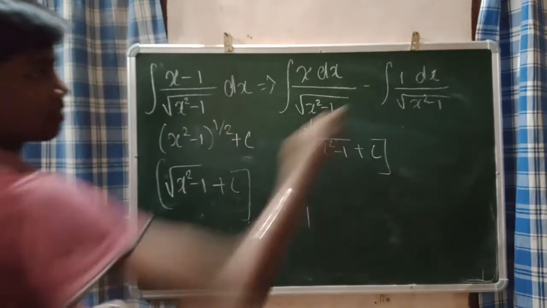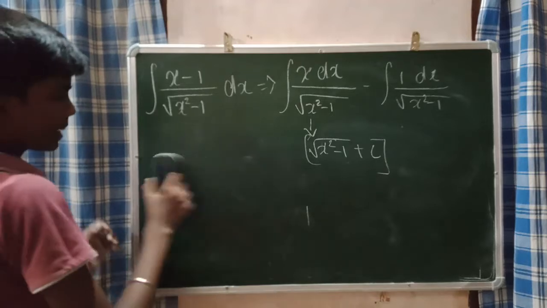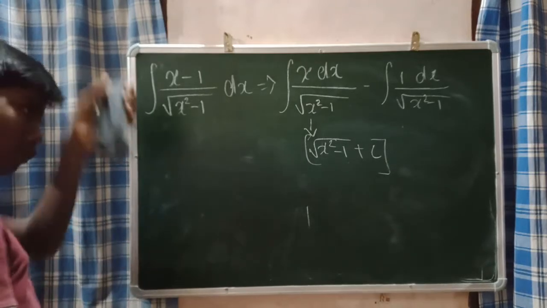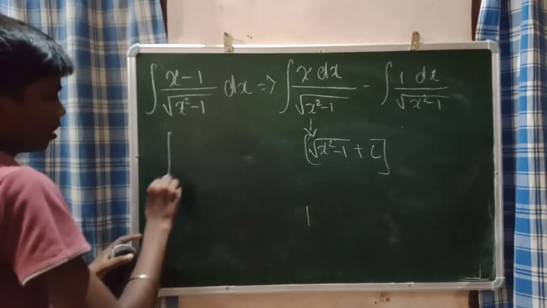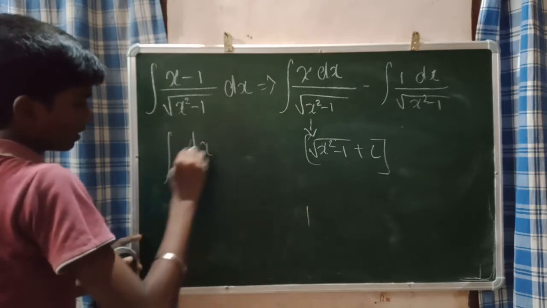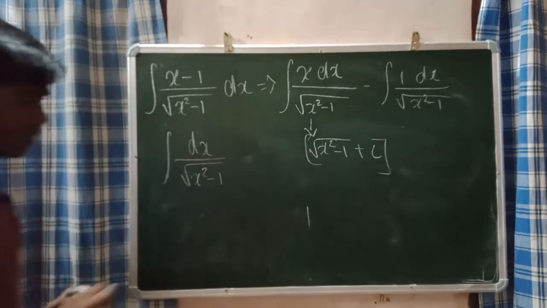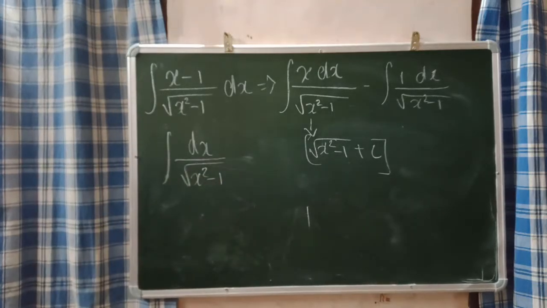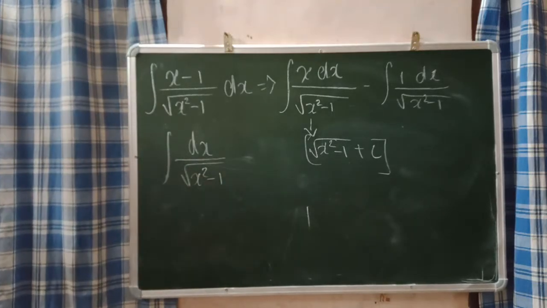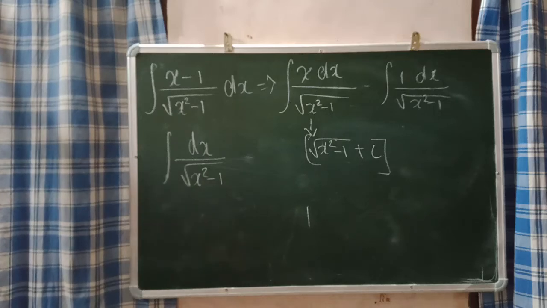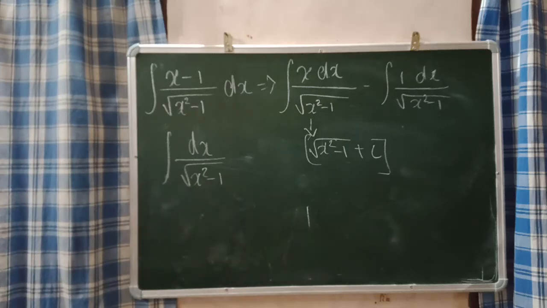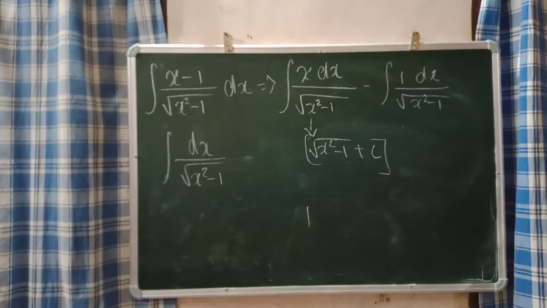Now let me find out the value of the second integral. Integral of 1 dx is dx only, so 1 into dx, dx divided by root of x square minus 1. Now guys, let me check whether the video is on. Yeah, of course it's on. So integral of dx by root of x square minus 1. How will you solve this question? It is also simple guys. You are going to use the standard integral.